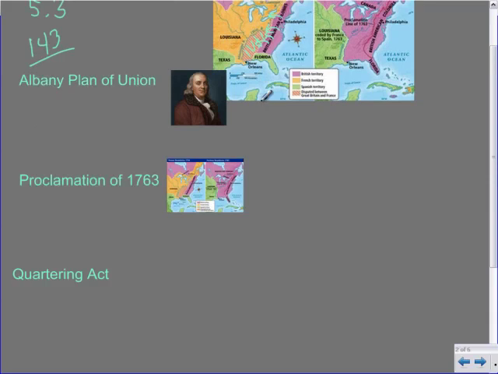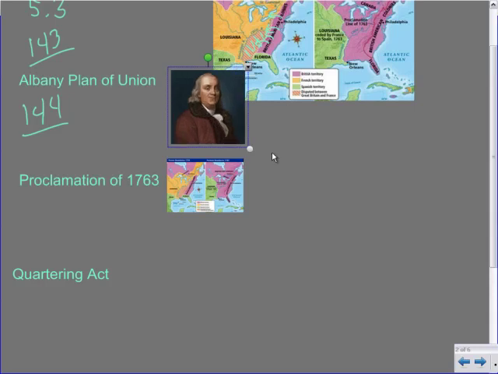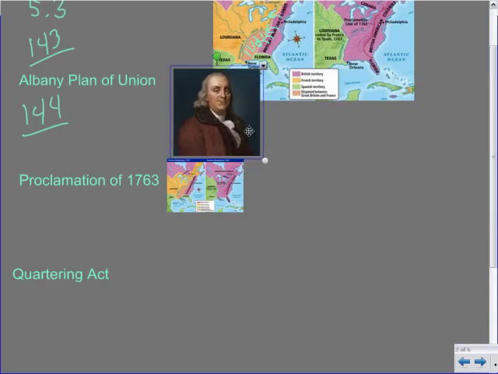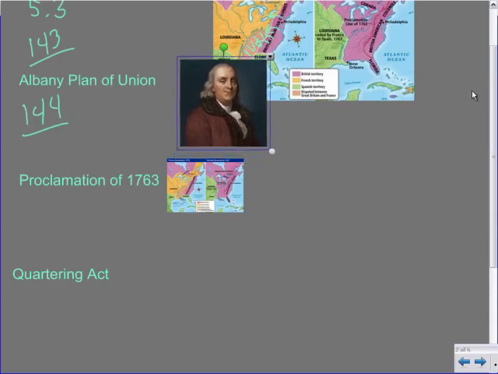During the war, there's a lot of specifics that happened during the war, obviously, but we're going to move on to the Albany Plan of Union, which is on 141. It's the first formal proposal to unite the colonies. It is made by this man right here, Benjamin Franklin. So, know that it is a plan to unite the colonies.